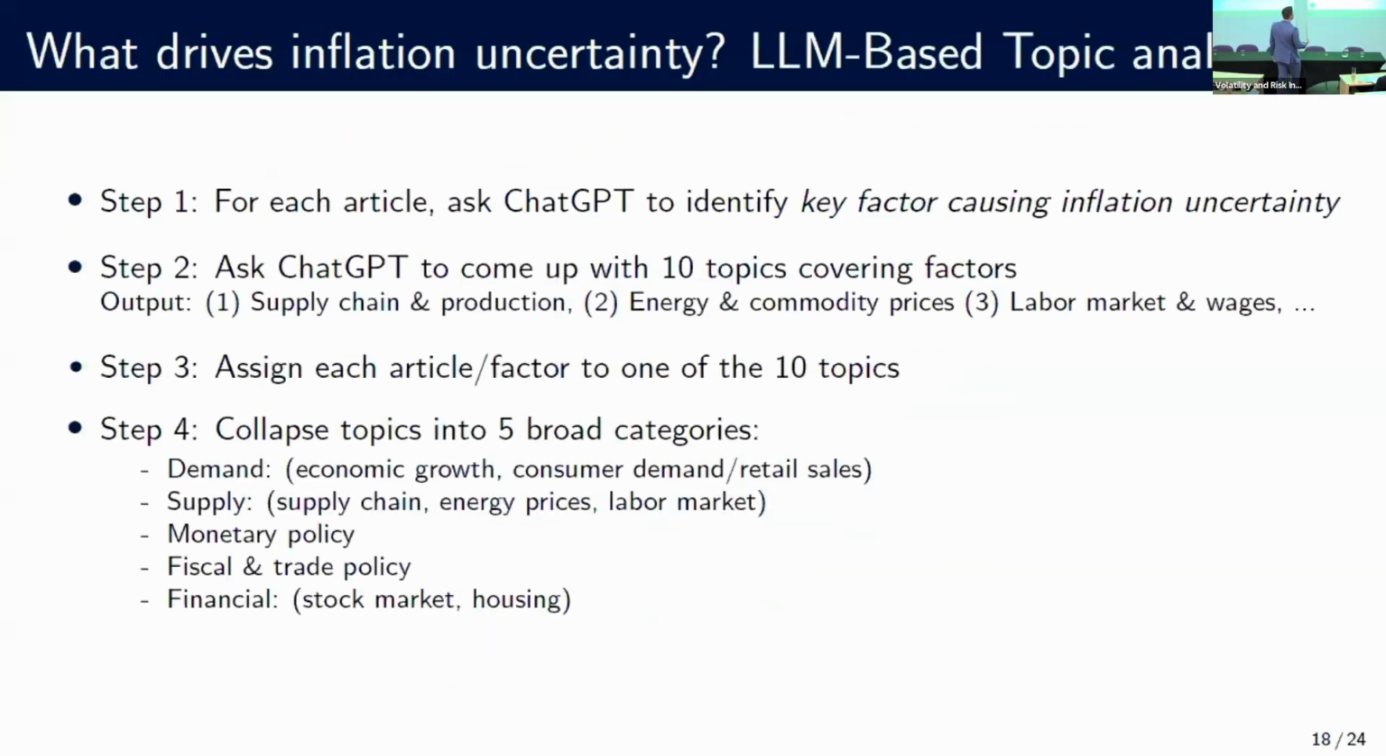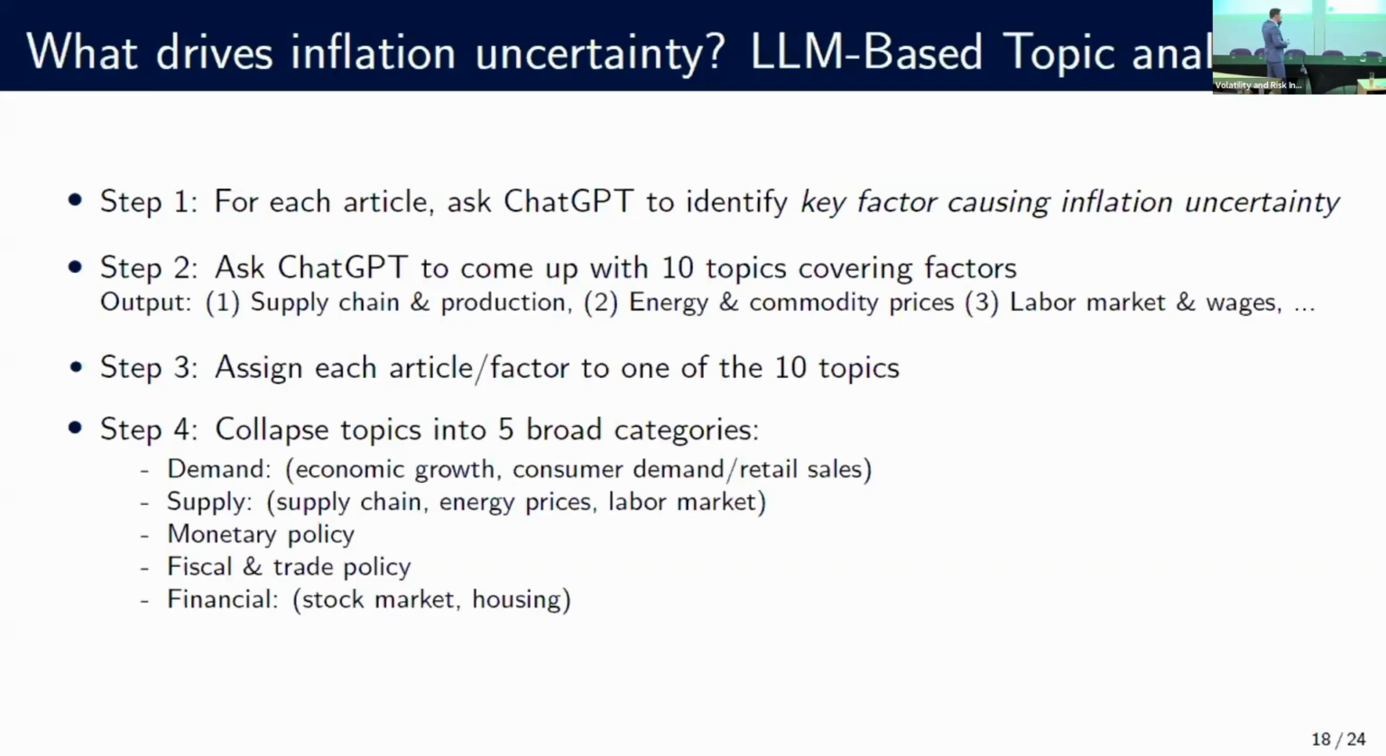So we run a simple topic analysis using the LLM to dig deeper into this. I already told you that for each article, we asked it about the factors driving inflation uncertainty, right? So we do a simple topic analysis with the LLM. We asked ChatGPT to come up with 10 topics covering all the factors. It comes up with topics like supply chain, production, energy and commodity prices, labor market wages, pretty intuitive topics. Once we have these 10 topics, we can ask it to allocate all the individual articles, all the individual factors, to one of the 10 topics. And then we can collapse them ourselves into 5 broad topics.